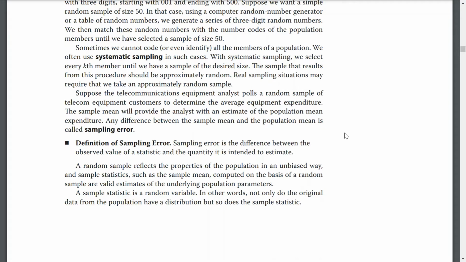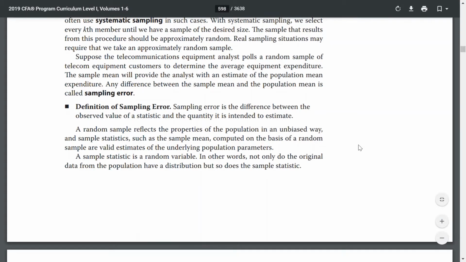Suppose the telecommunication equipment analyst pulls a random sample of telecom equipment customers to determine the average equipment expenditure. The sample mean will provide the analyst with an estimate of the population mean expenditure. Any difference between a sample mean and a population mean is called sampling error. A definition of sampling error: sampling error is the difference between the observed value of a statistic and the quantity it is intended to estimate.